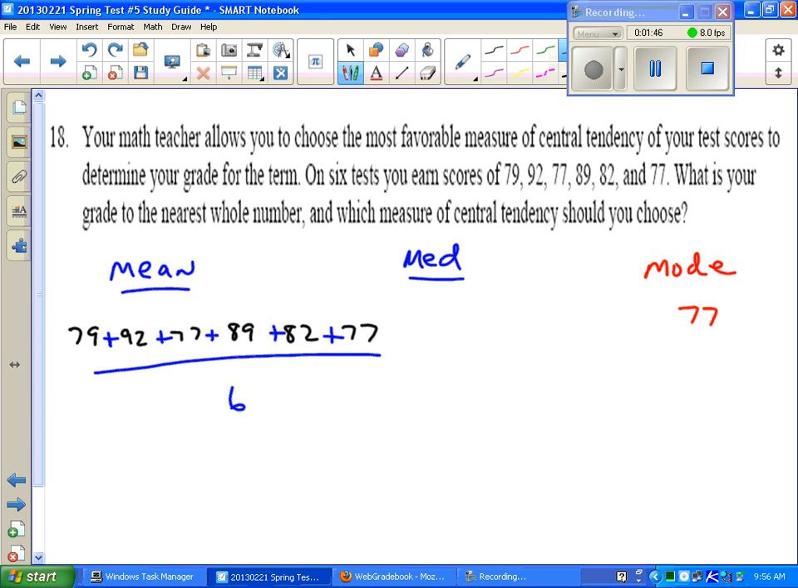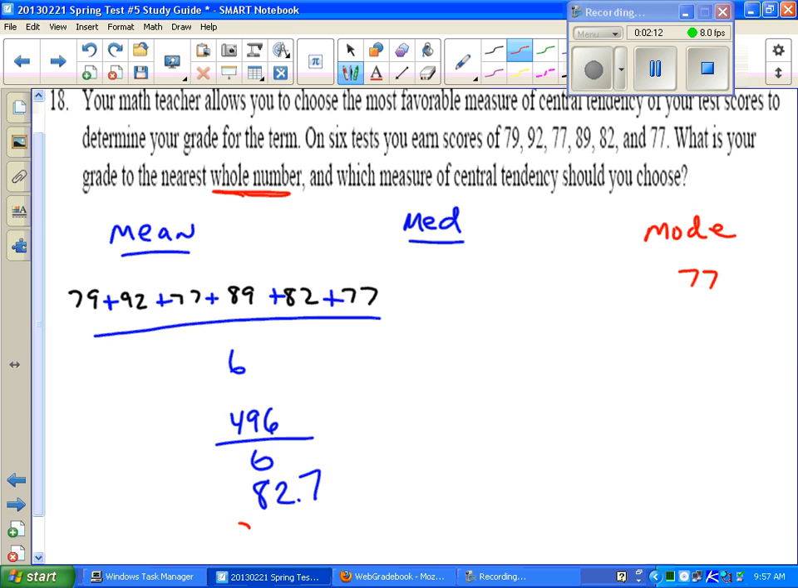When we add all of those up, we get the number 496. When you divide 496 by 6, you get 82.666667. So it's going to be 82.7 because it says round to the nearest whole number. Rounding to the nearest whole number, that 7 is going to make that 82 round up to an 83. So your mean grade will be an 83.